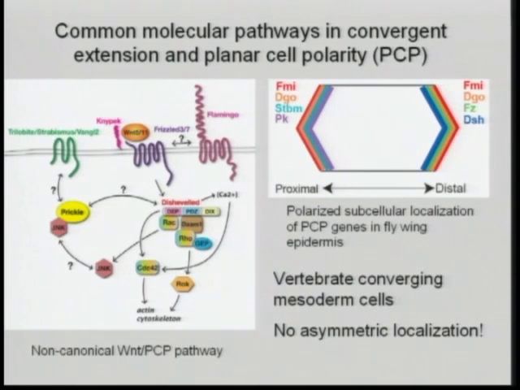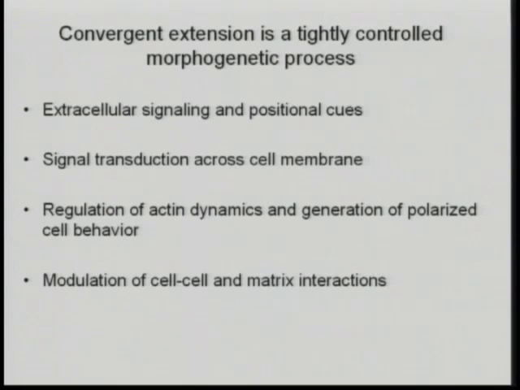If you think about this question, you can break this process into several steps. For example, in the very first step, you imagine you need some kind of extracellular signal, a positional cue, to generate initial polarity. Then you need to transduce this signal into the cell, and this will influence the actin cytoskeleton to produce polarized cell behavior. And finally, another very important step is you need to modulate the cell-cell interactions to allow tissue rearrangement to occur.